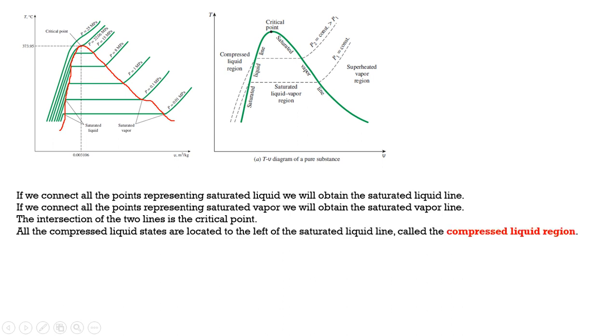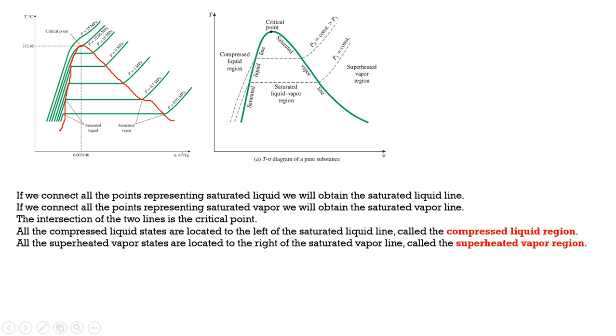Okay. So all the compressed liquid states are located to the left of the saturation liquid line. That is called the compressed liquid region. All the regions on the left side of the saturation liquid line we call the compressed liquid region. All the superheated states or vapor states are located to the right of the saturated vapor line. That is called the superheated vapor region.